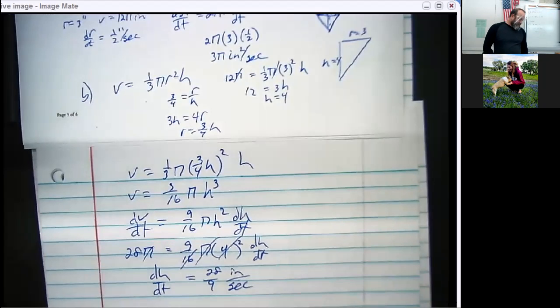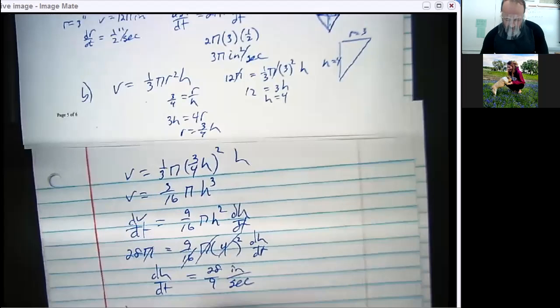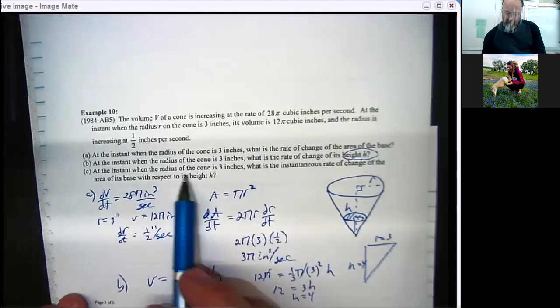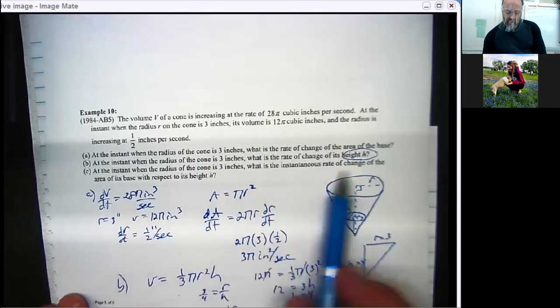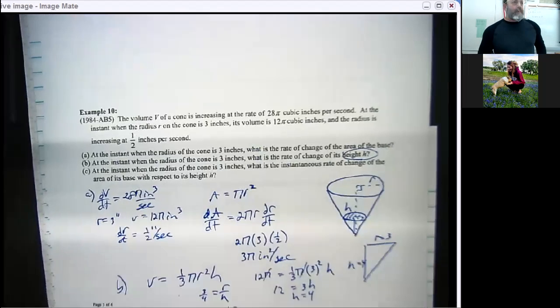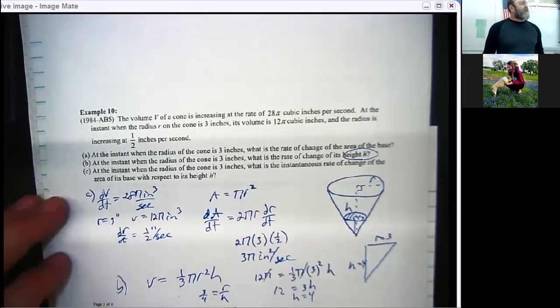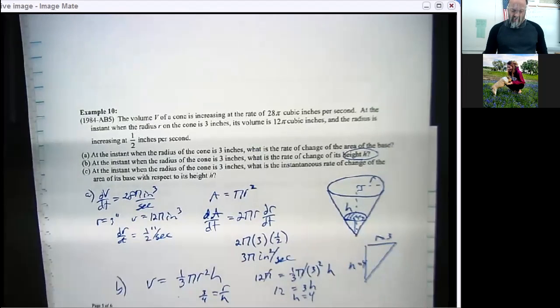Hey, we just got the next problem done. What is the rate of change of the height? We figured that out. And then part C, the last part, says at the instant, let's go back down so you can see that better. At the instant when the radius of the cone is 3 inches, what is the instantaneous rate of change of the area of the base with respect to the height? With respect to the height. Ooh, that's weird. It's asking for dAdh.